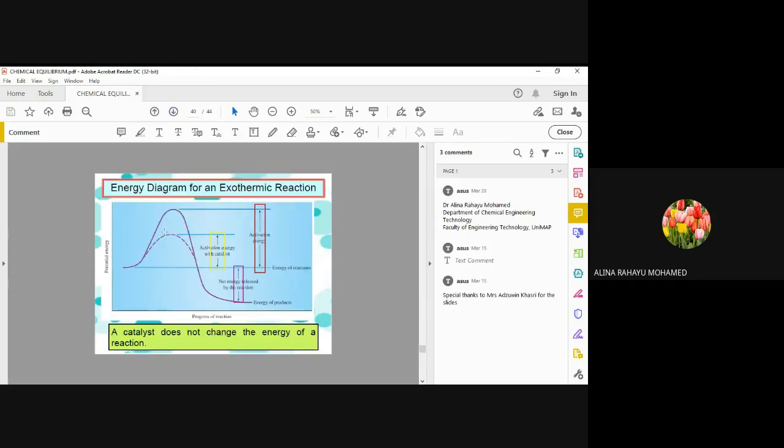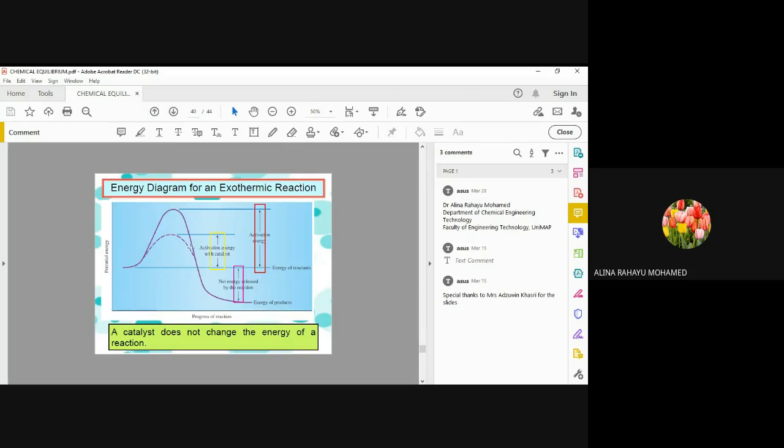Okay, let's look at this diagram. We have potential energy versus progress of reaction. Energy diagram for an exothermic reaction. So we have this reaction between the reactants and the product. The energy of the product is much lower than the energy of the reactants. You can see there, the reactant has energy up to that amount, but the products have a much lower energy.